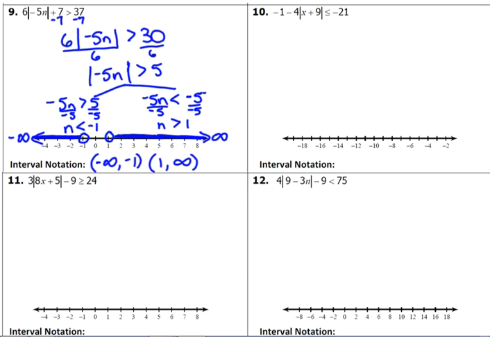All right, example number 10. Negative 1 minus 4 times the absolute value of x plus 9 is less than or equal to negative 21. So again, don't be tempted. Do not combine the negative 1 minus 4. Multiplication comes before addition and subtraction, so you'd have to multiply that absolute value before you could subtract the negative 1 minus 4. So, don't do it. Start by adding the 1s both sides.